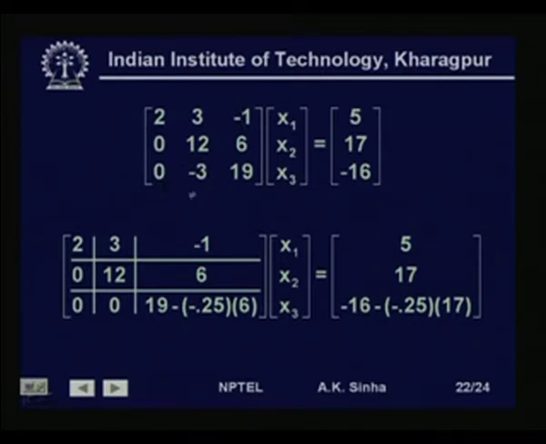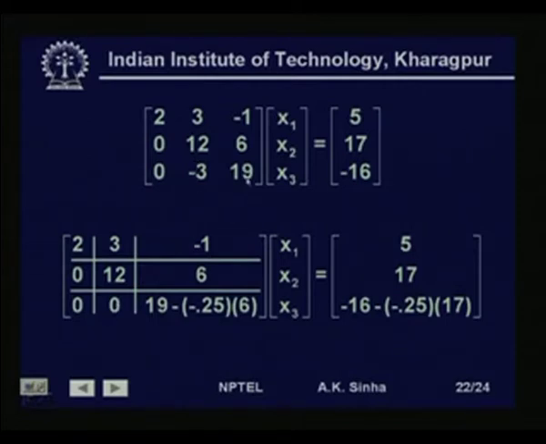Now, what we need to do is eliminate this element, so that we get a triangular matrix, an upper triangular matrix. So, for eliminating this element, what we do is we multiply this equation by minus 3 by 12 and subtract from this. So, minus 3 by 12 is minus 0.25 or minus 1 by 4. So, we multiply this equation by minus 0.25 and subtract from this, then this becomes 0.